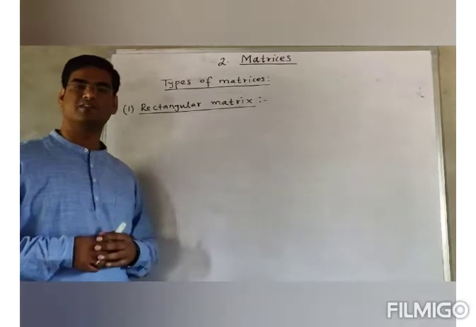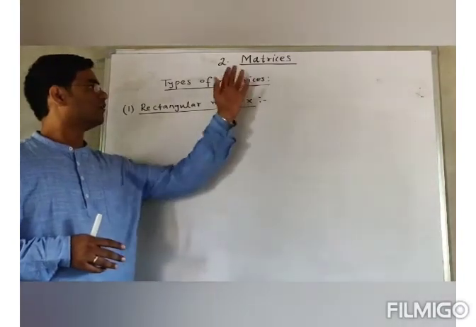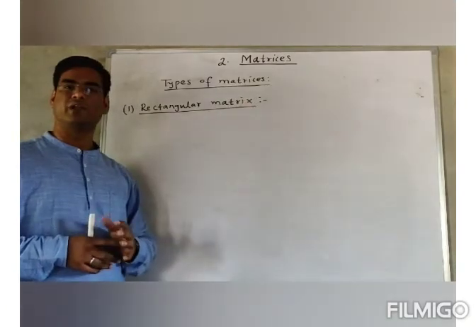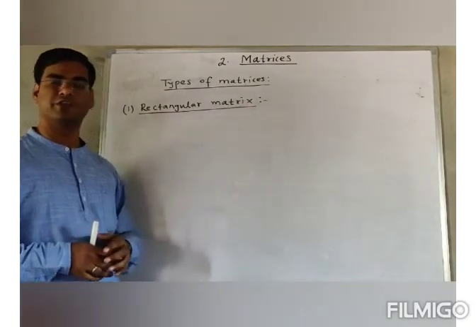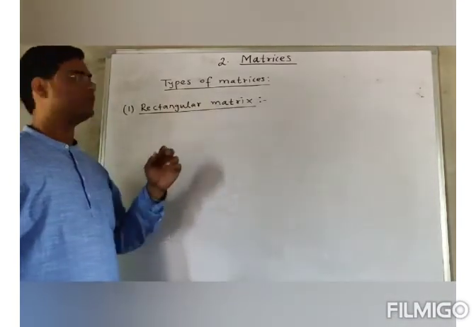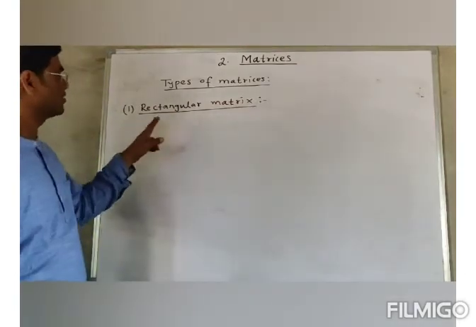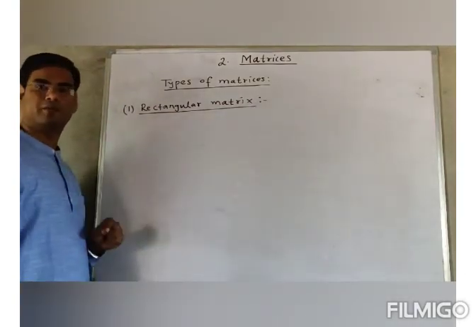In the last lecture we discussed the definition of a matrix and we did one example based on the definition of a matrix. Today we will start the next topic of matrices, that is types of matrices. In types of matrices, the first type of matrix is rectangular matrix.